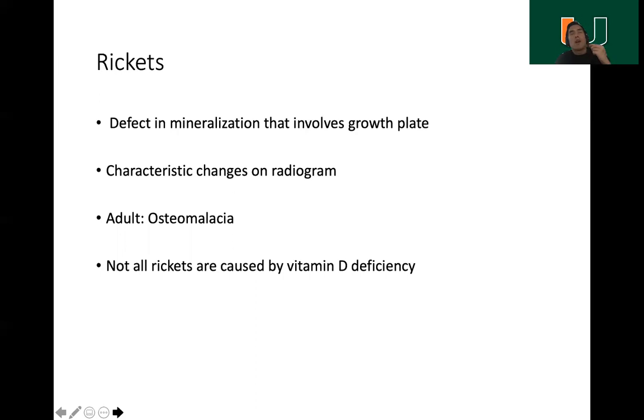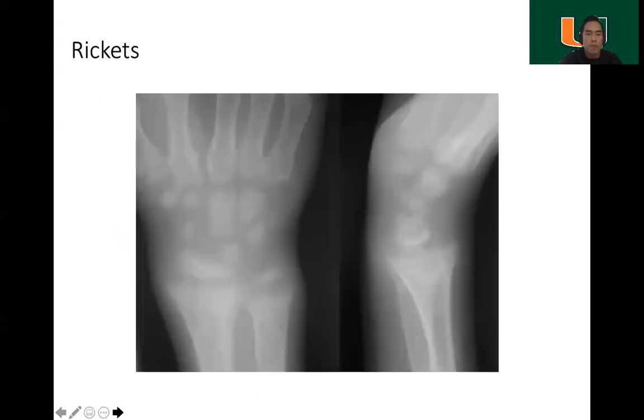And I want to emphasize again, not all rickets are caused by vitamin D deficiency. Yes, for the board, it's very important to review vitamin D deficiency rickets, but I want you to know there are more causes than just vitamin D deficiency. Okay, so these are the rachitic changes we talked about. You see the cupping and fraying of the distal metaphysis. The places we usually see it are the wrists and the knees.